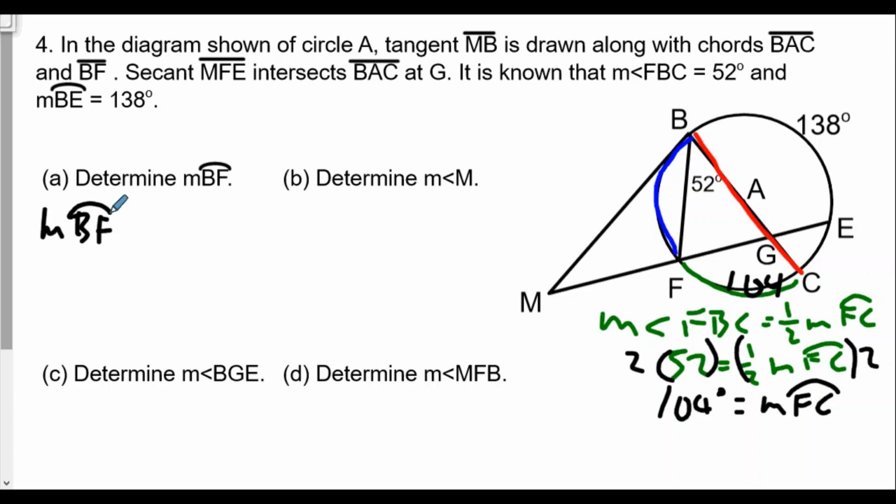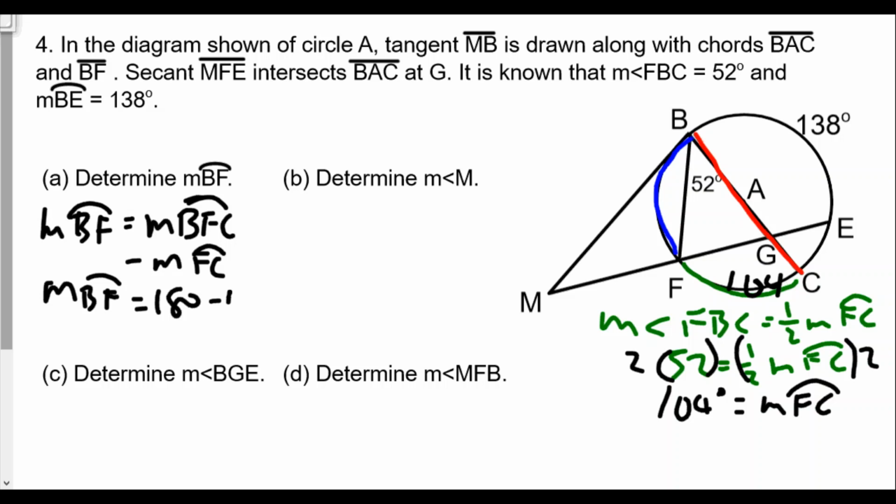Measure of arc BF is really going to be equal to the measure of arc BFC minus the measure of arc FC. So really, the measure of arc BF is equal to 180 minus 104, and that's equal to 76 degrees. Okay? So the measure of arc BF equals 76 degrees. And I'll circle that in red, actually. And so make this 76 degrees.